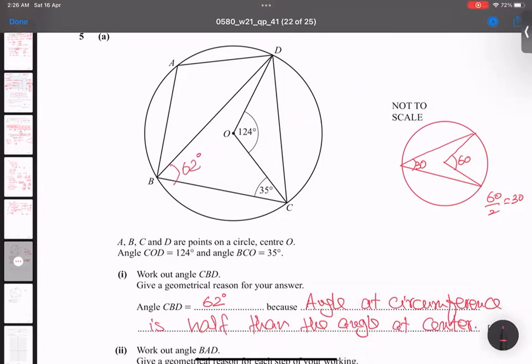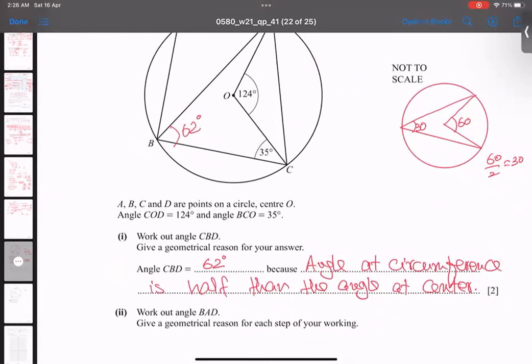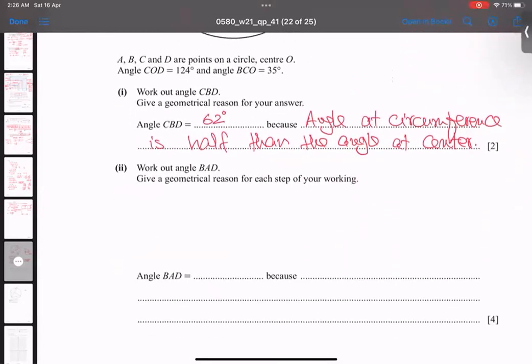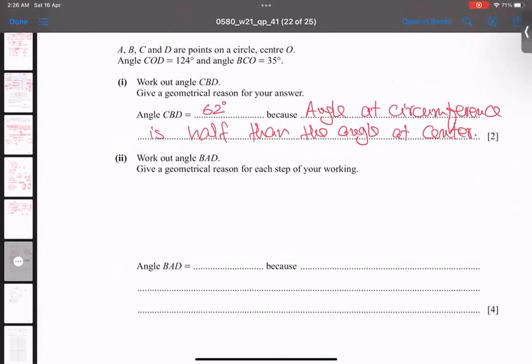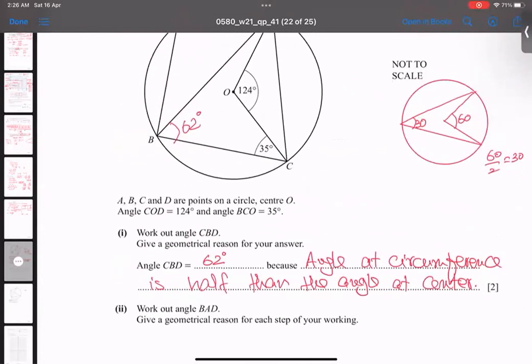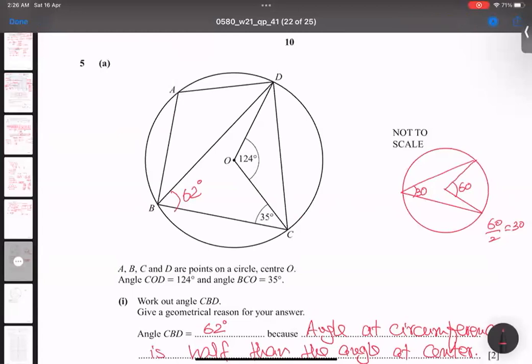Let's talk about the next part. The next question is asking for angle BAD. It says, give a geometrical reason for each step in your working. So it is a 4-mark question, and we have to write a geometrical reason for each step. This angle BAD is what is being asked. Very good question, because with 4 marks there are some extra processes here. So let's see how we can handle it.